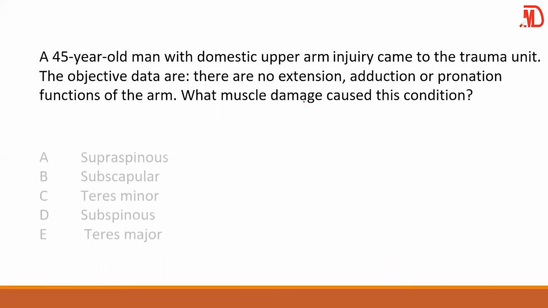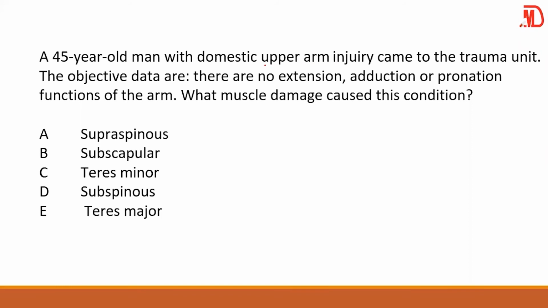A 45-year-old man with a domestic upper arm injury came to the trauma unit. The objective data show there are no extension, abduction, or pronation functions of the arm. What muscle damage caused this condition? No extension, no abduction. Adduction means you can't move the arm towards your body. Extension means you cannot take your hand backwards. And you cannot rotate your hand, that's pronation. So what muscle are they talking about?